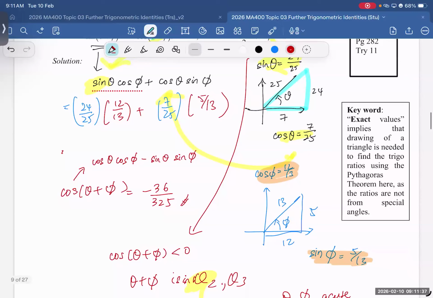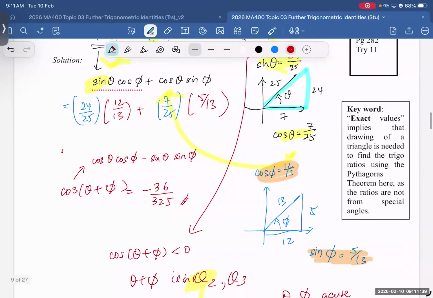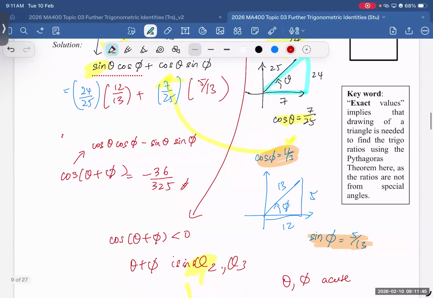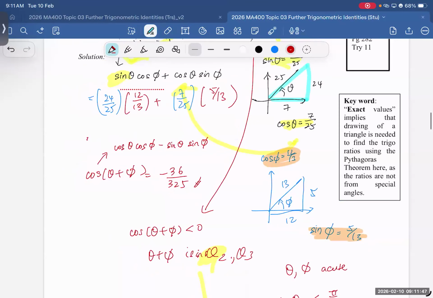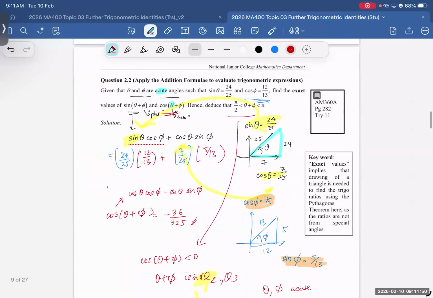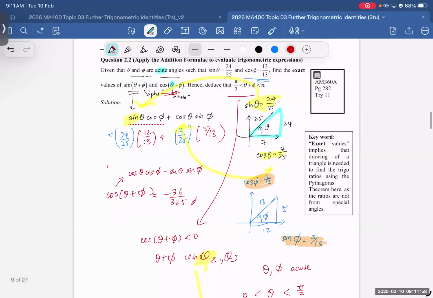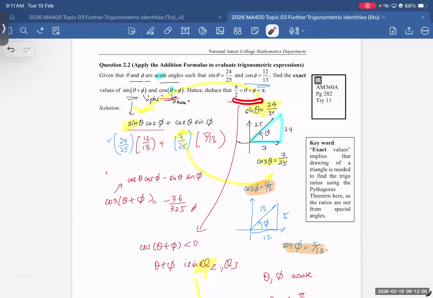How to deduce? So how do you deduce, right? Once you found cosine of theta plus phi, you know that this is between... how do I deduce this, right? First thing is you know that cosine of theta plus phi is negative 36 over 325. Is this positive or negative? Negative, right? So since cosine of theta plus phi is less than 0, it is in quadrant 2 or quadrant 3.